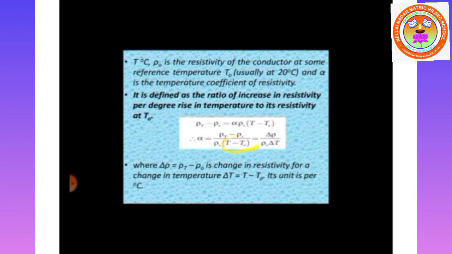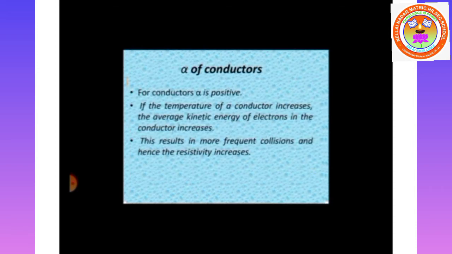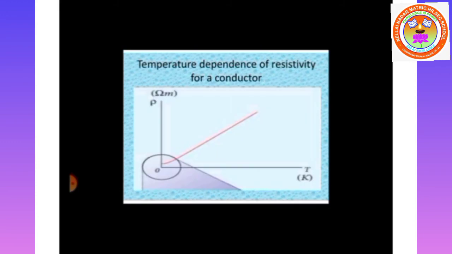What is the meaning of T minus T naught? That is the difference between the temperatures of the conductor. So it can be written as the change in temperature, delta T. Students, already I told you that delta rho is equal to rho T minus rho naught, the change in resistivity for a change in temperature. Delta T is equal to T minus T naught. Its unit is per degree Celsius. So next, the temperature dependence of resistivity for a conductor is also explained by the graph.